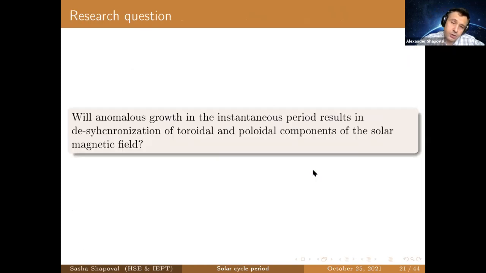And the main question is, will anomalous growth in the instantaneous period result in desynchronization of the toroidal and poloidal components of the solar magnetic field? I am going to start my second part exactly with this slide. And probably first of all, I will answer questions. And now, Alec, my 45 minutes are over.